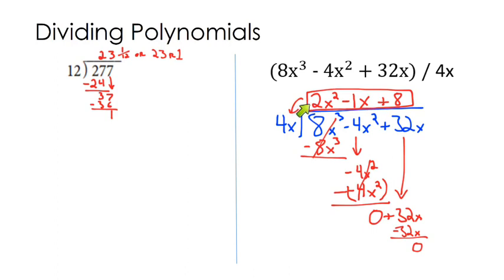If you ever weren't sure if you were right, you just take this 4x, multiply it by this trinomial, and see if you get this, your answer. Let's try a few more.